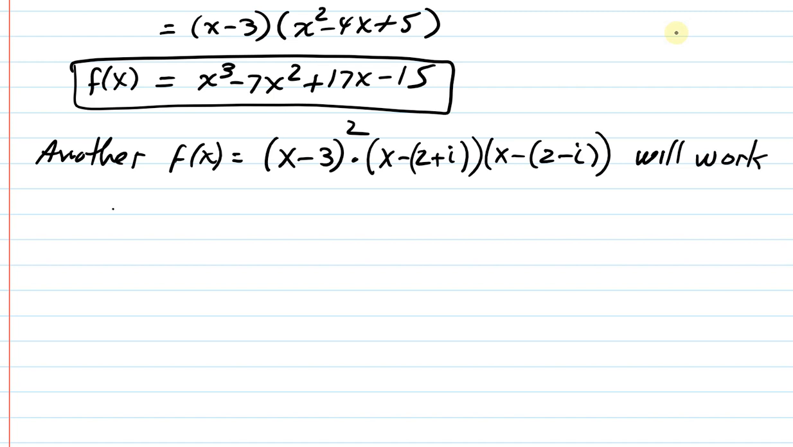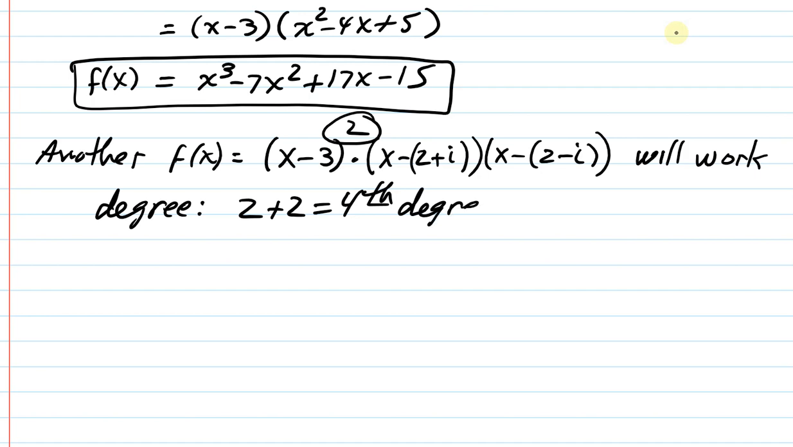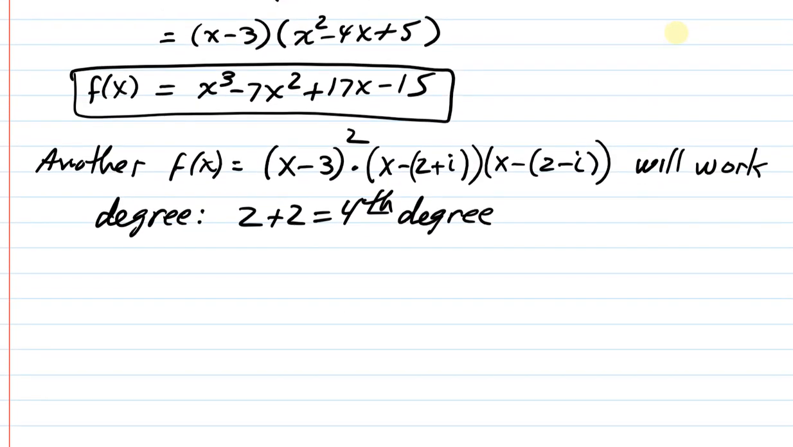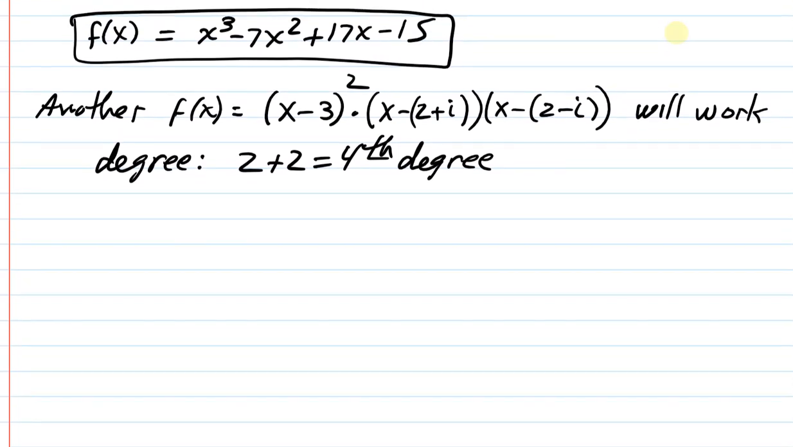But what's the degree of this polynomial? Its degree is going to be second degree from the first factor, and second degree from the other two. So this is going to be fourth degree. So that's not the least degree, right? And if I want, I can change this to x minus 3 to the 7th power.